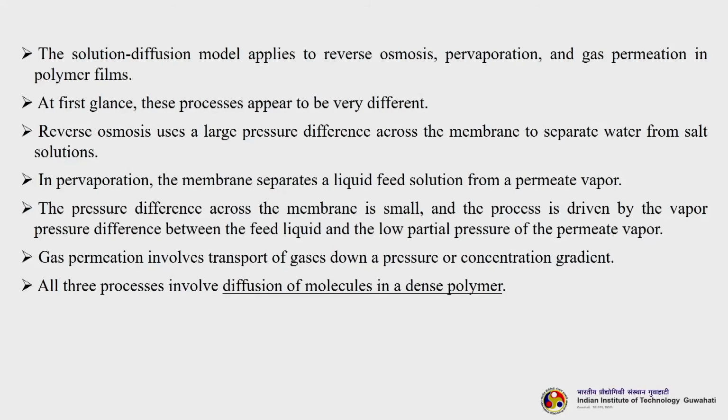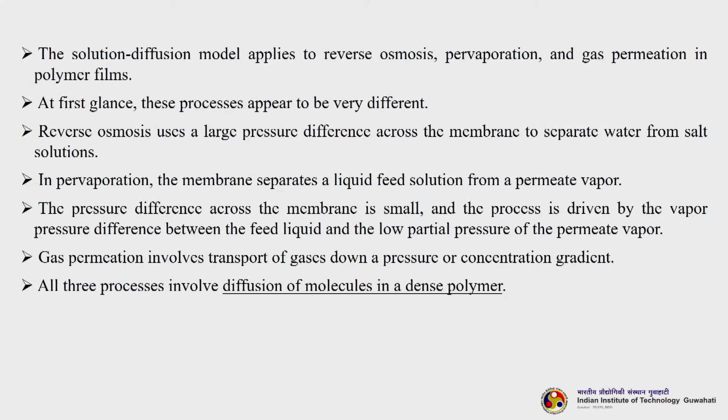The solution diffusion model applies to reverse osmosis, pervaporation, and gas permeation in polymer films or polymer membranes. At first glance, these processes appear to be very different. Reverse osmosis uses a large pressure difference across the membrane to separate water from salt solutions. In pervaporation, usually the membrane separates a liquid feed solution from a permeate vapor. The pressure difference across the membrane is small, and the process is driven by the vapor pressure difference between the feed liquid and the low partial pressure of the permeate vapor.